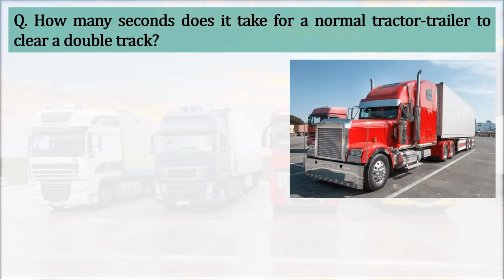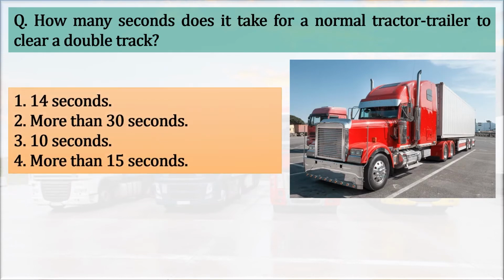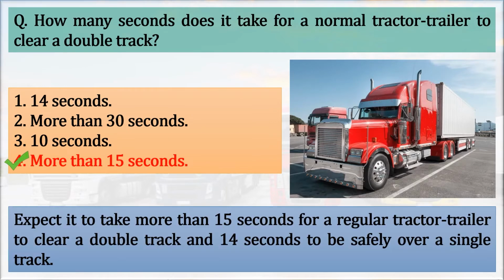Question: how many seconds does it take for a normal tractor trailer to clear a double track? Option number 1, 14 seconds. Option number 2, more than 30 seconds. Option number 3, 10 seconds. Option number 4, more than 15 seconds. The answer is option number 4, more than 15 seconds.